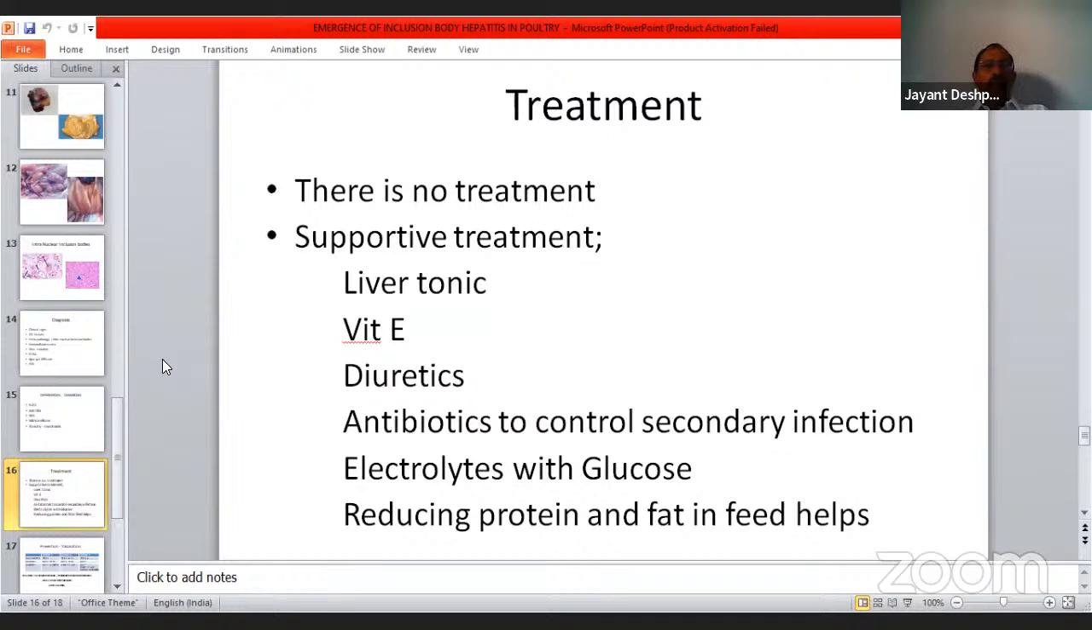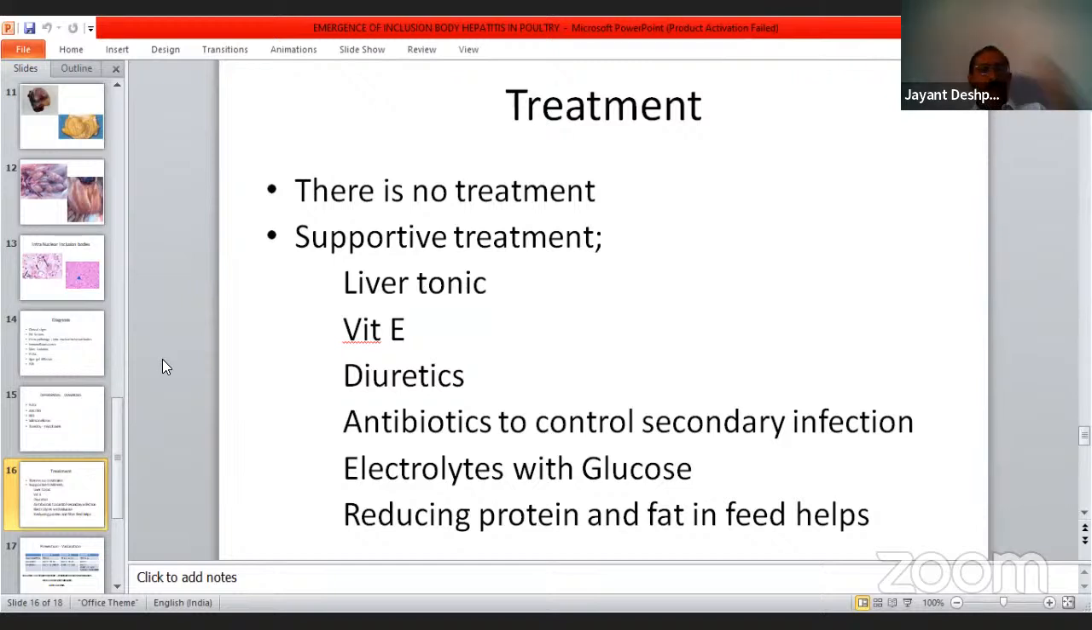Coming to the treatment side, there is no known treatment for any viral diseases. We can only use supportive treatments like liver tonic, vitamin E, then diuretics, where we can remove any accumulation of the fluids and kidneys can be flushed out. In case there is any secondary infection, we can use antibiotics, but better not to use because kidney and liver are already damaged. So antibiotics will further add to the toxicity of the liver and the kidneys.